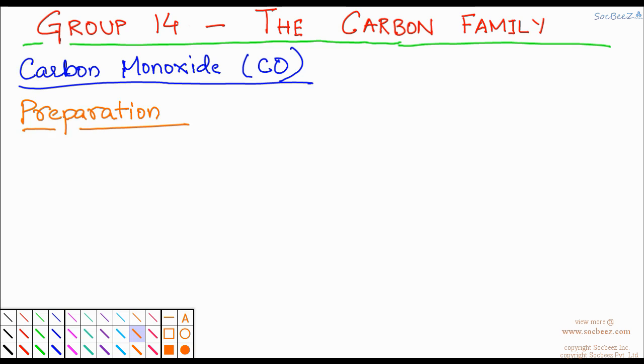Some of you might know when carbon monoxide is produced. Whenever you burn some carbon matter, like you burn wood, burning of wood produces carbon dioxide, you know this. But along with carbon dioxide, carbon monoxide is also produced. So the first method for the preparation of carbon monoxide is burning of carbon containing compounds or carbon containing materials.